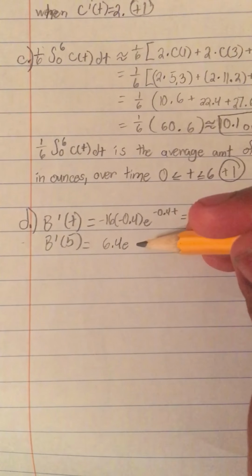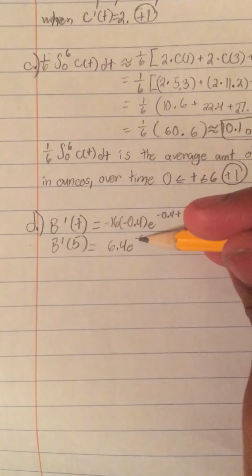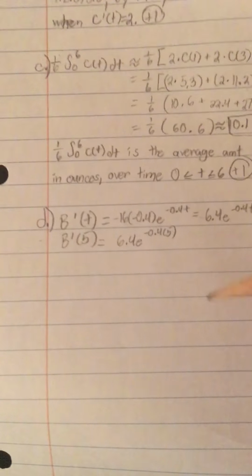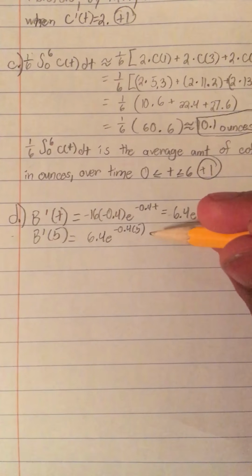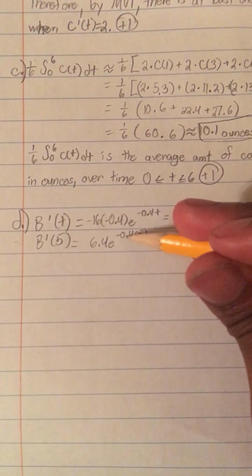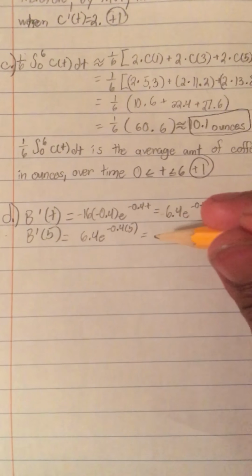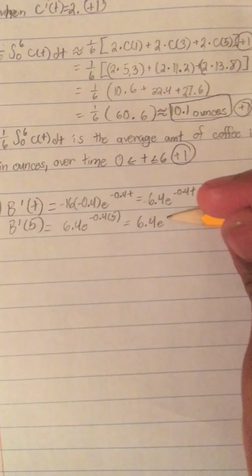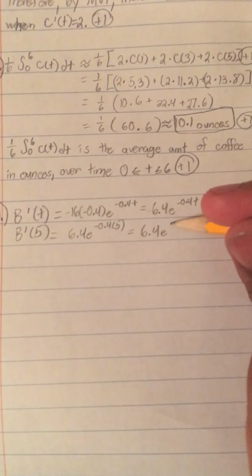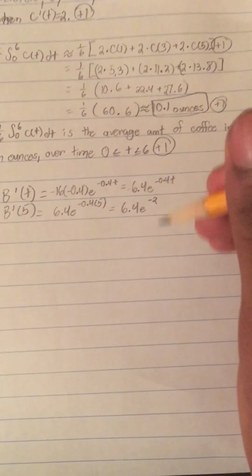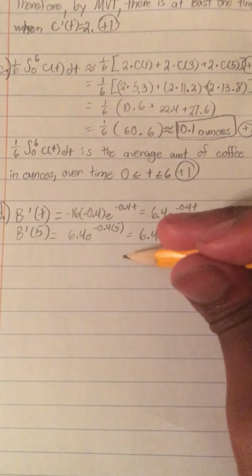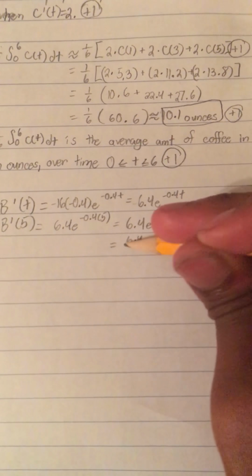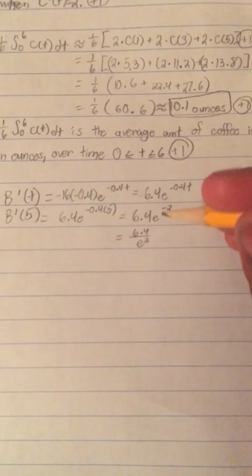6.4 e to the negative 0.4 times 5. So, negative 0.4 times 5, of course, that's negative 2. So we could do one of two things. If you want, we could always leave it like this. Or we could do it like this: 6.4 over e to the second power.